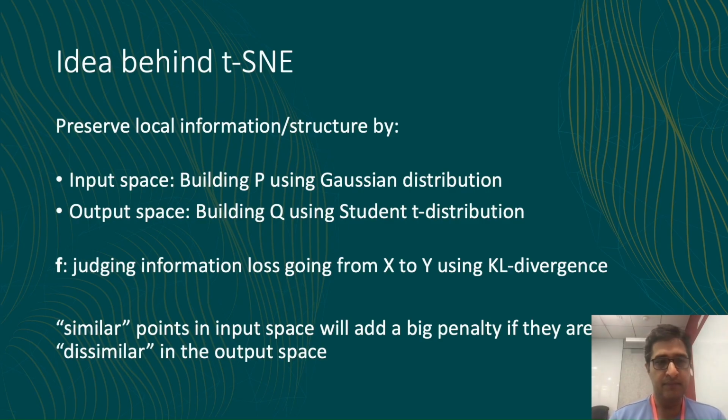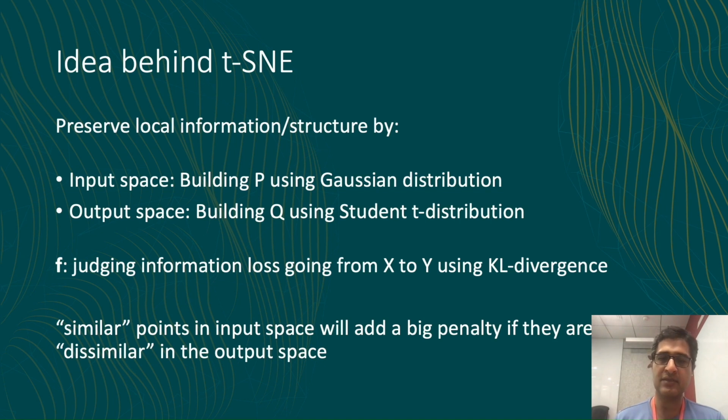And yeah, restating it: similar points in the input space should be converted to similar points in the output space, which is, similar points in X get to similar points in Y, but vice versa need not be true. Now, the specific choice of the distance measure, F, between the two matrices P and Q, is chosen to be KL divergence.